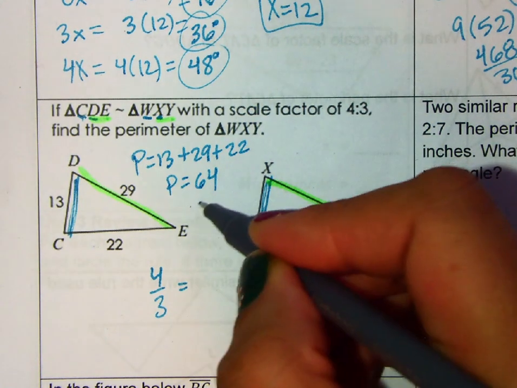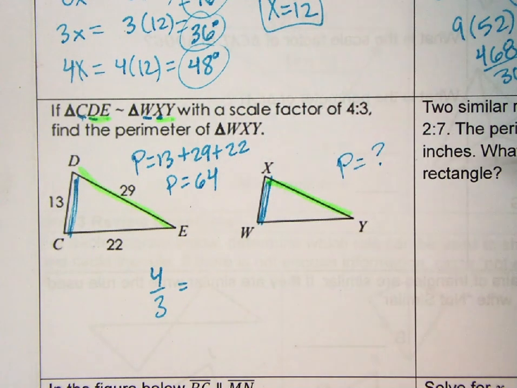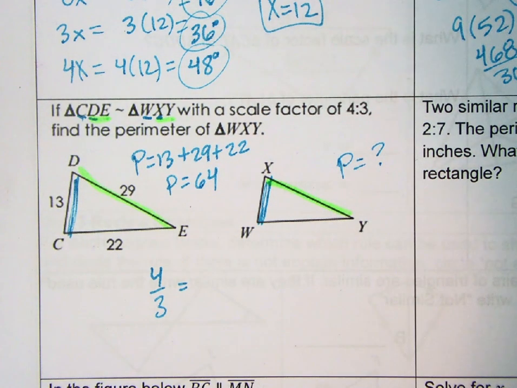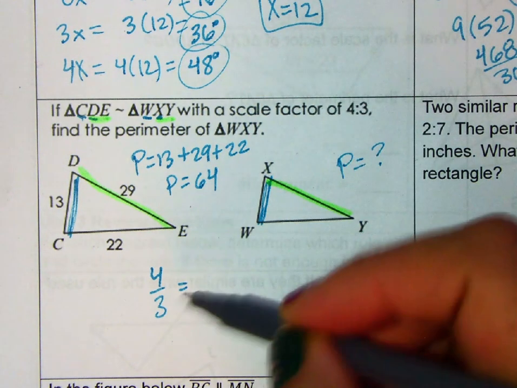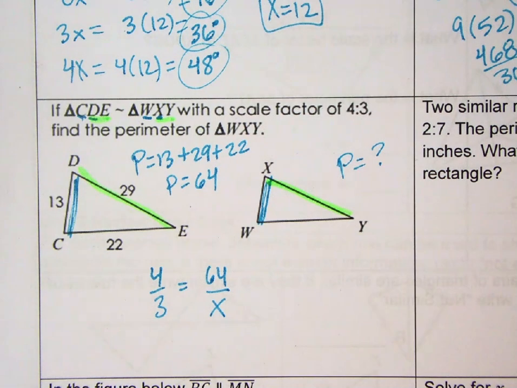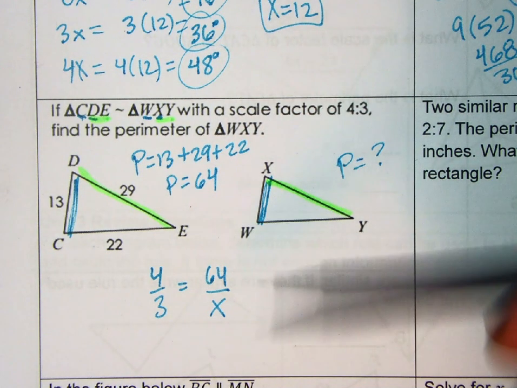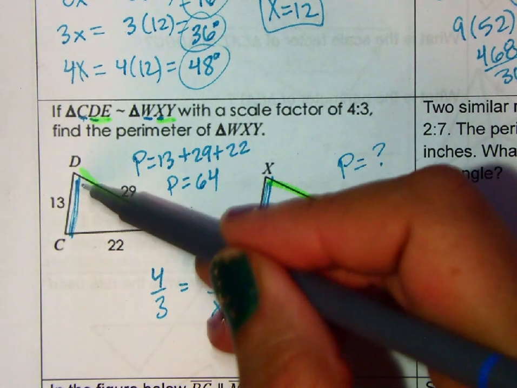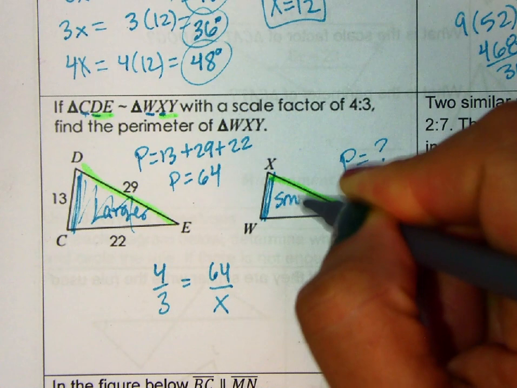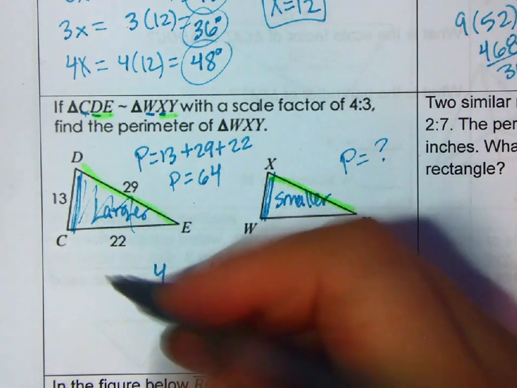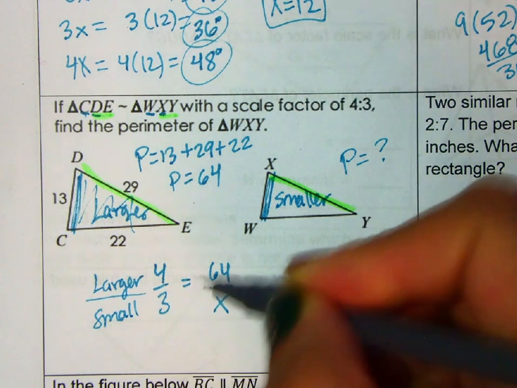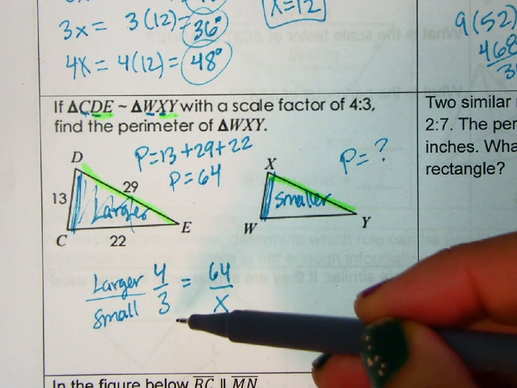So if this perimeter is 64, this is the one we don't know. And if we're going to compare side by side, we're going to say this 4:3 is going to be 64 to x. Now it's hard to tell where to put the 64, but if you look at the images, this is the larger triangle compared to this one. So therefore, the largest will be 4, and the smallest will be 3. So we'd go large to small, large to small.